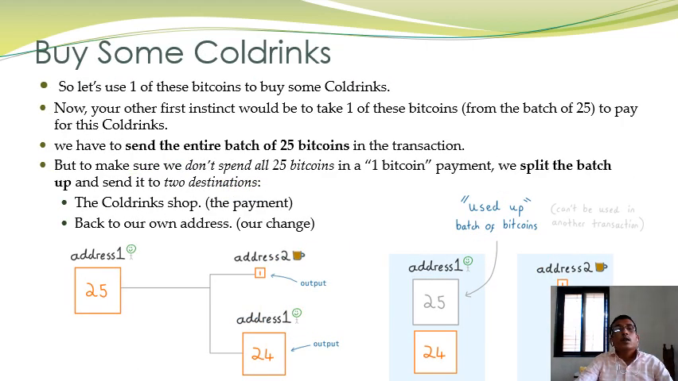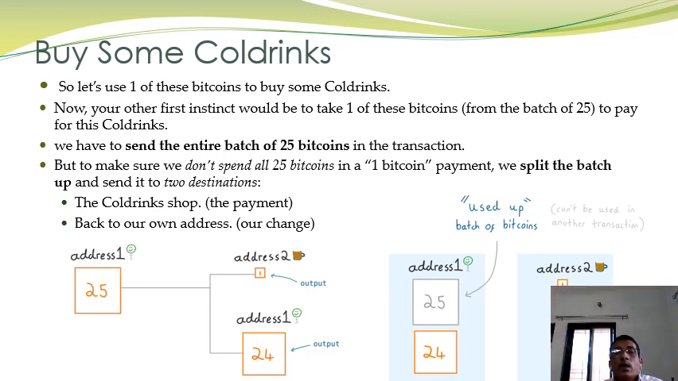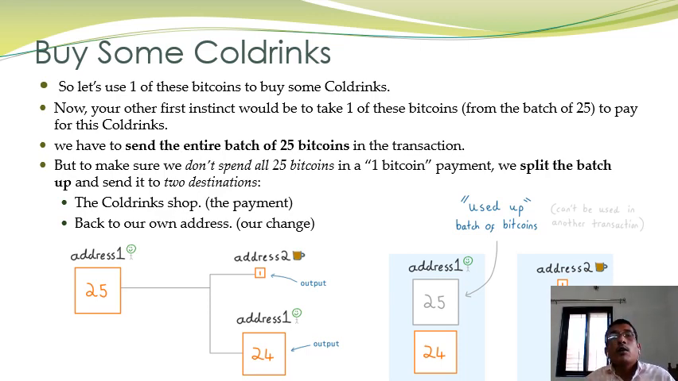Let us use one of these coins to buy some cold drink. We have initially 25 coins, and we use one coin out of these 25 to buy a cold drink. Your first instinct would be to take one of the 25 coins from the batch to pay for the cold drinks. But we have to send the entire batch of 25 coins in the transaction. Let us try to understand the concept.